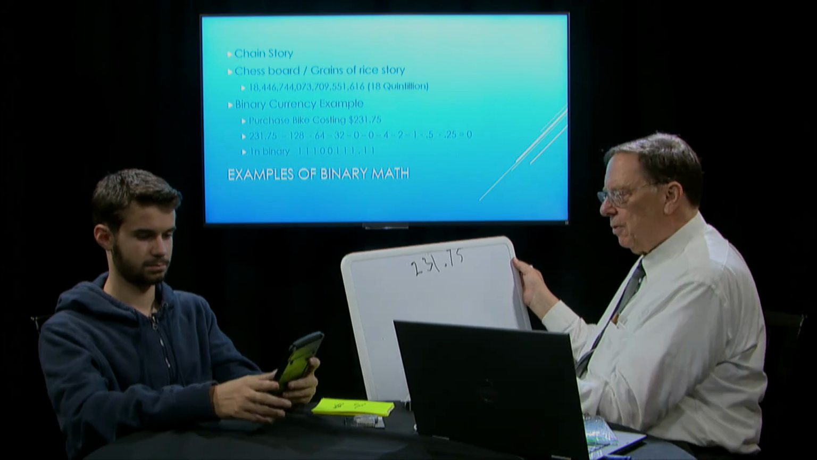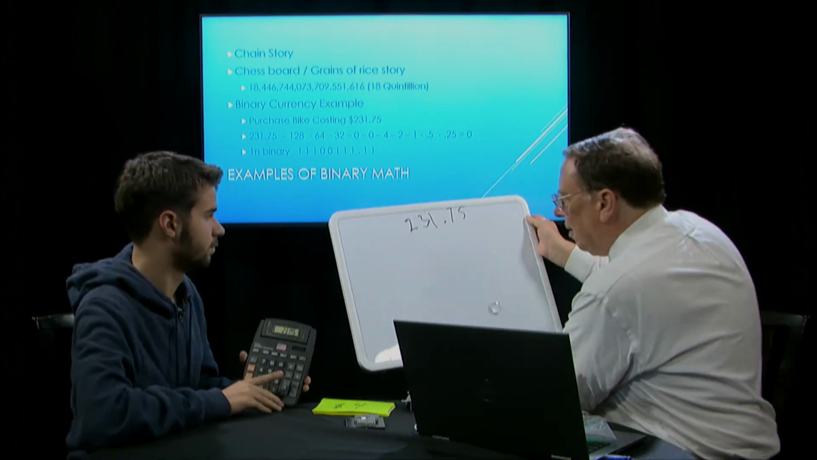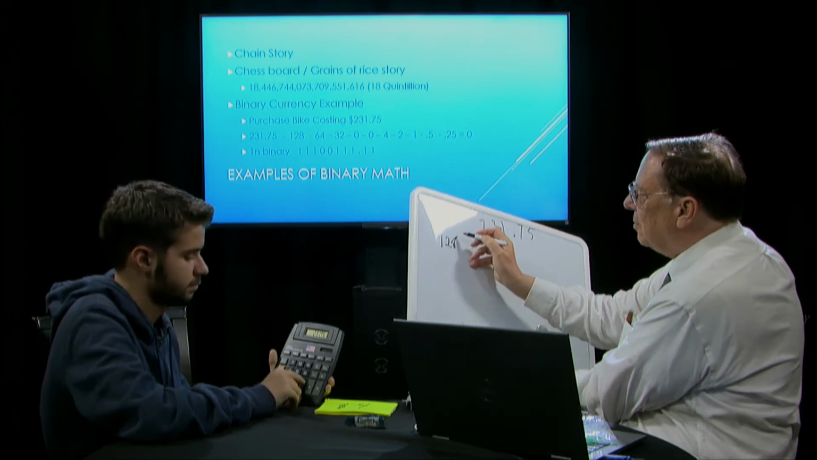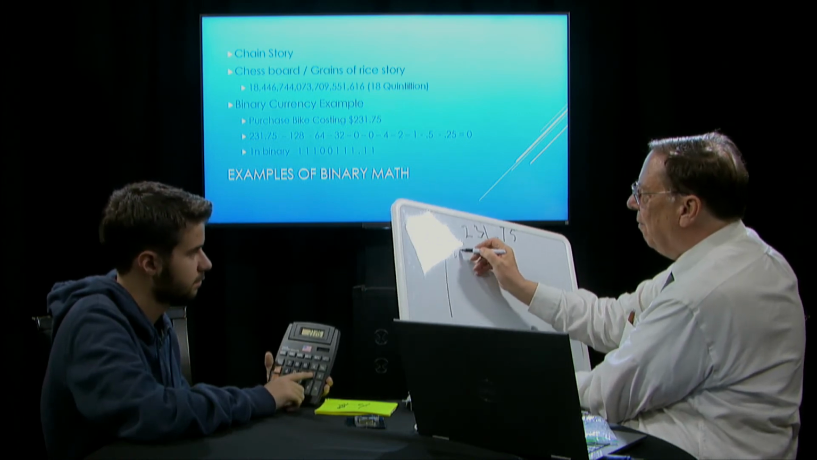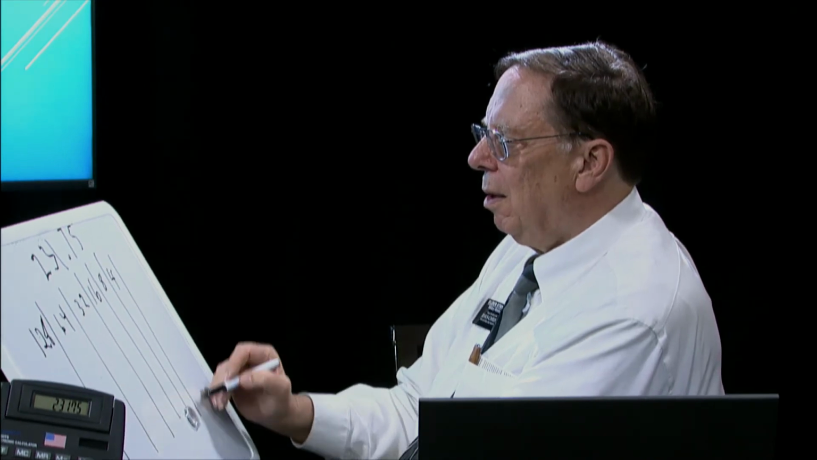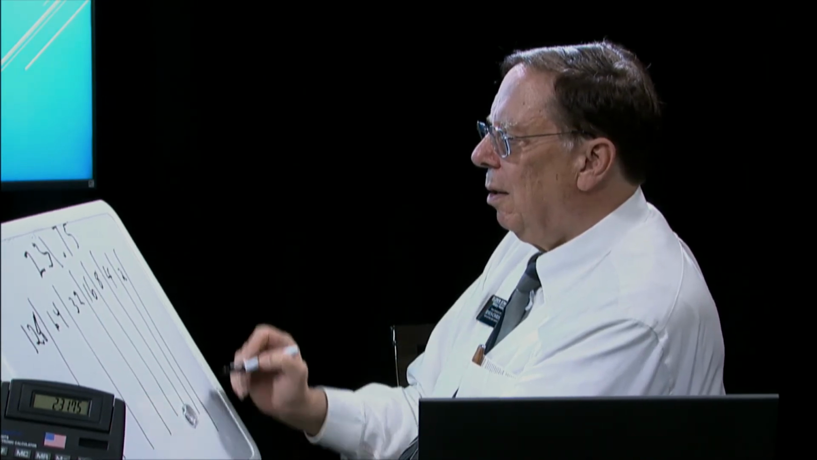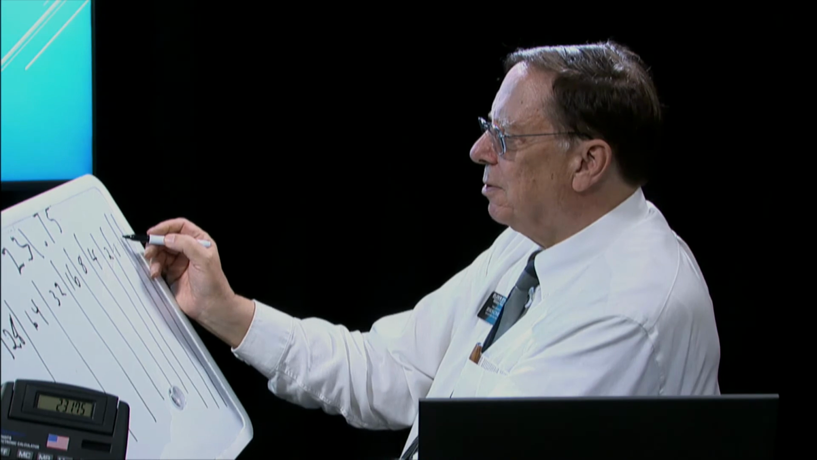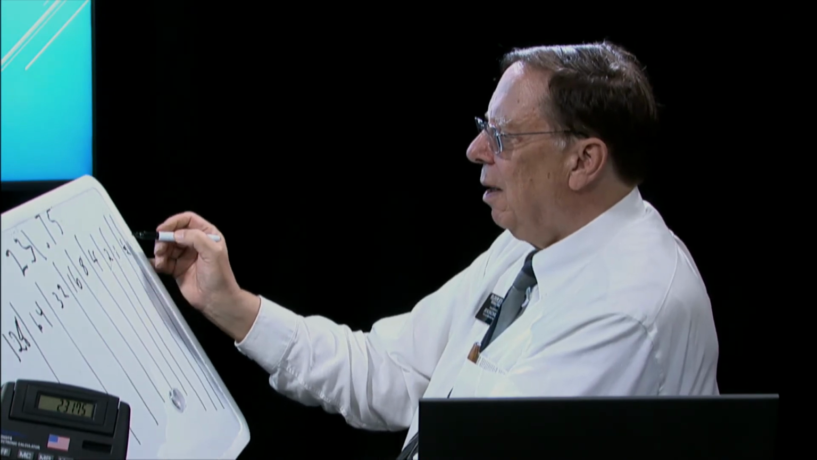Let's see what we would have to do if we were buying that in binary. So let's see if we can figure out how many $128 bills we'd need, and how many $64 bills we'd need, and how many $32 bills we'd need, and 16, and 8, and 4, 2, 1, and we'll put a half and a fourth. We didn't really leave quite room for those, but 1/2 and 1/4.